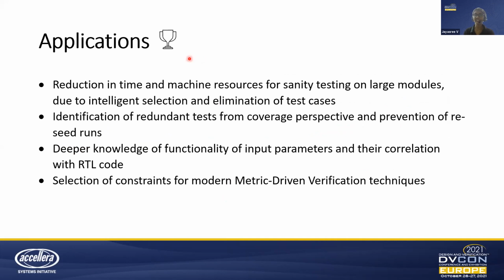Coming to the applications, the key advantage of using this algorithm is the reduction in CPU time and human effort while performing sanity testing on modules having a large code base. Tests that are redundant from coverage perspective can be identified and unnecessary reseed runs of the same can be prevented. Moreover, from the algorithm, the RTL engineer can have a better understanding of the functionality of the input arguments to the test cases and their correlation with the RTL code. Through this, there can be a reduction in the randomness of constraint selection in modern verification techniques.